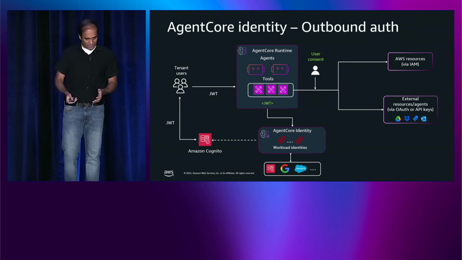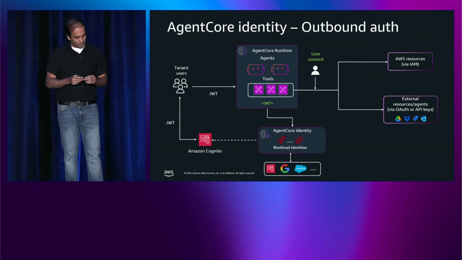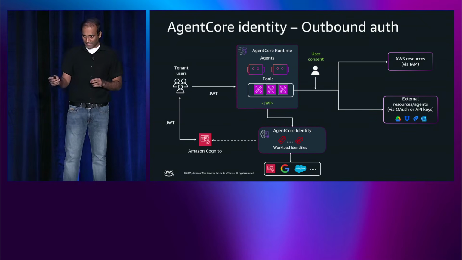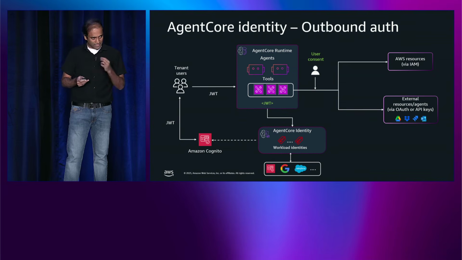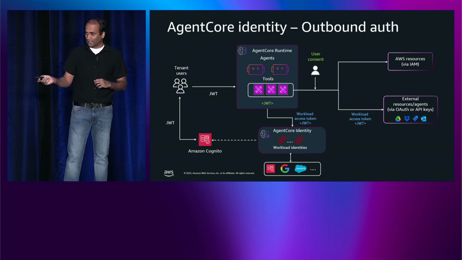The way it works is the AgentCore runtime makes a call to AgentCore identity saying, hey, for this particular agent, can you generate an access token? AgentCore identity takes that request, maps it to a workload identity, that is the identity of the agent, and then in turn maps that to the configured identity provider and generates a workload access token. Now, the agent tools using this workload access token can interact with the external resources.